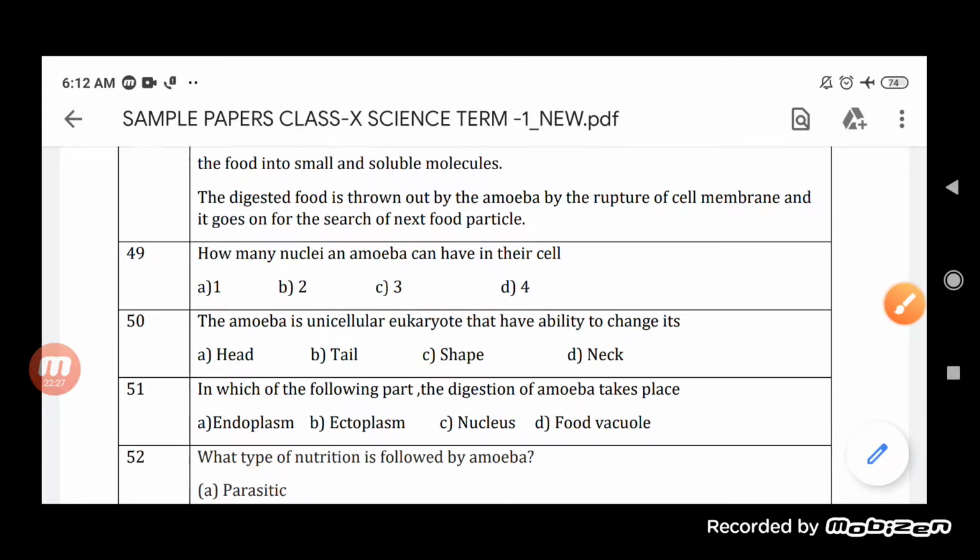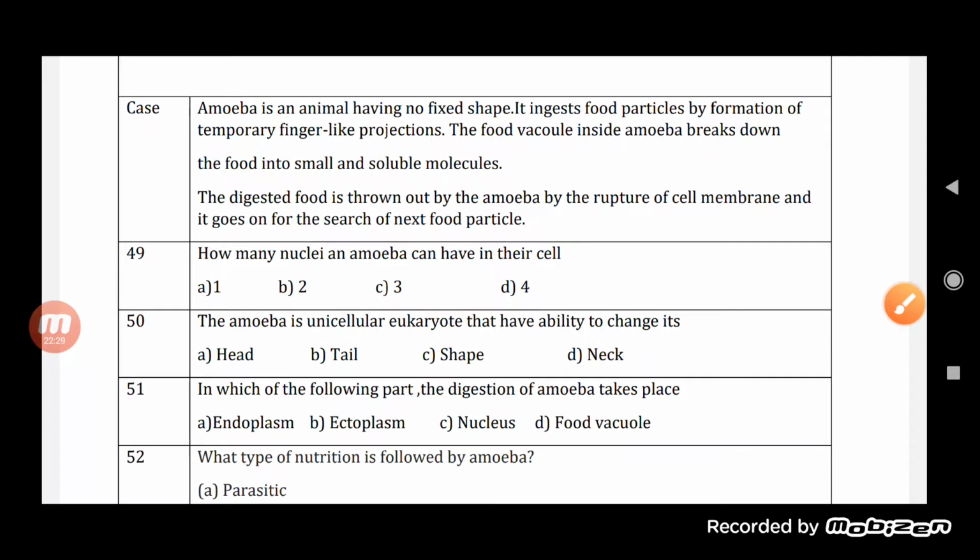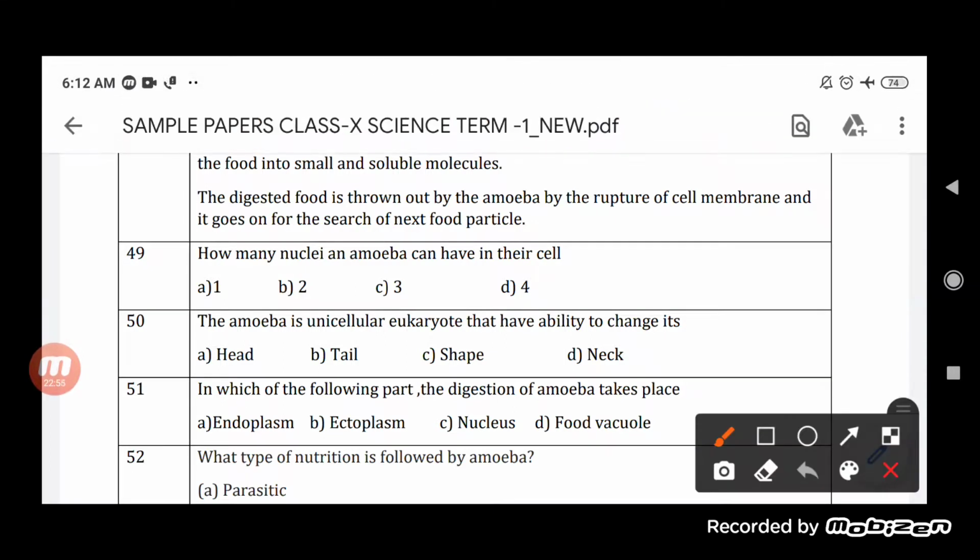Now, the amoeba is a unicellular eukaryote that has the ability to change its shape. You know that amoeba has the ability to change its shape, and the reason is the pseudopodia, which keep on changing, due to which it is able to move also. So there is no definite shape of amoeba, and we can say that amoeba is a eukaryote having an ability to change its shape.